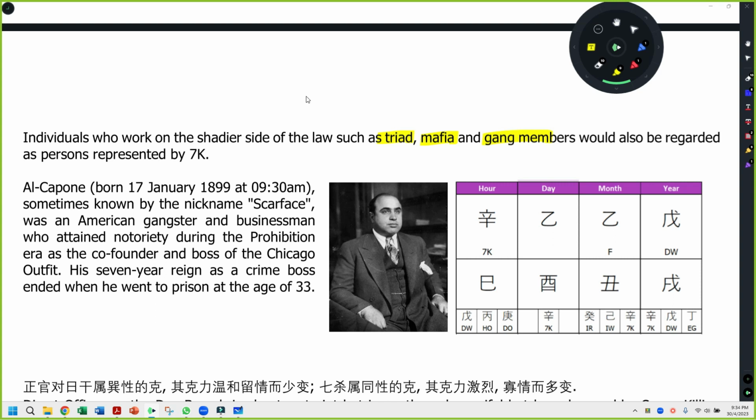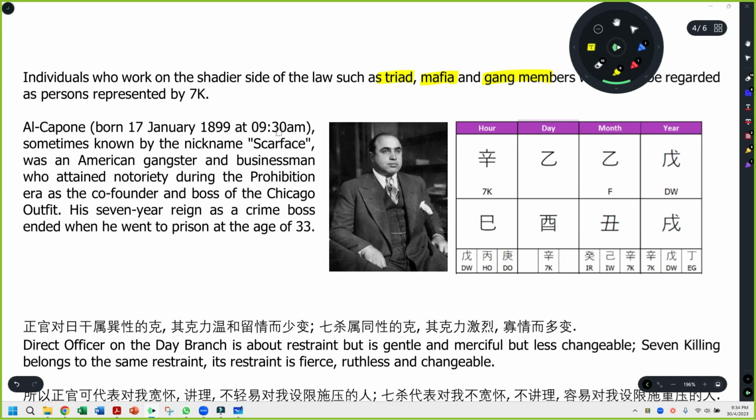One of the more famous, or infamous, ones of about 100 years ago was Al Capone. So Al Capone, notorious during the Prohibition era in the US. And here, once again, we have Ewood Day Master, and this Ewood Day Master sits on 7K. So therefore, this is a sitting on 7K structure. Is that 7K also rooted?